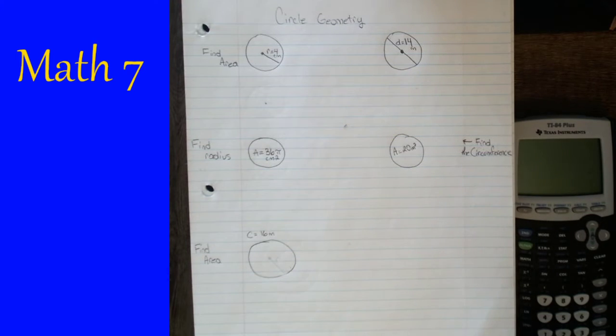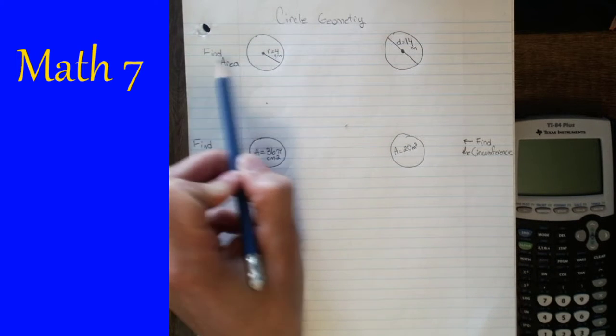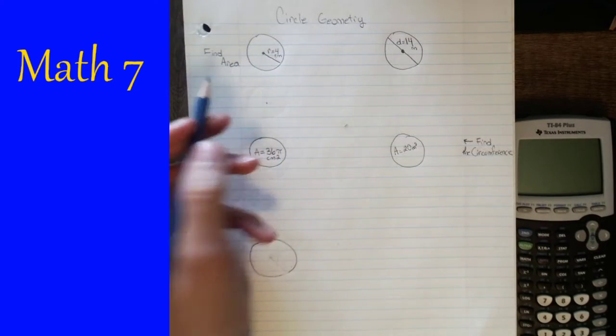Hey grade 7, in this video we're going to look at a few problem examples which involve area. So we'll start here with a circle with a radius of 4 centimeters. I'd like to find the area of that circle.